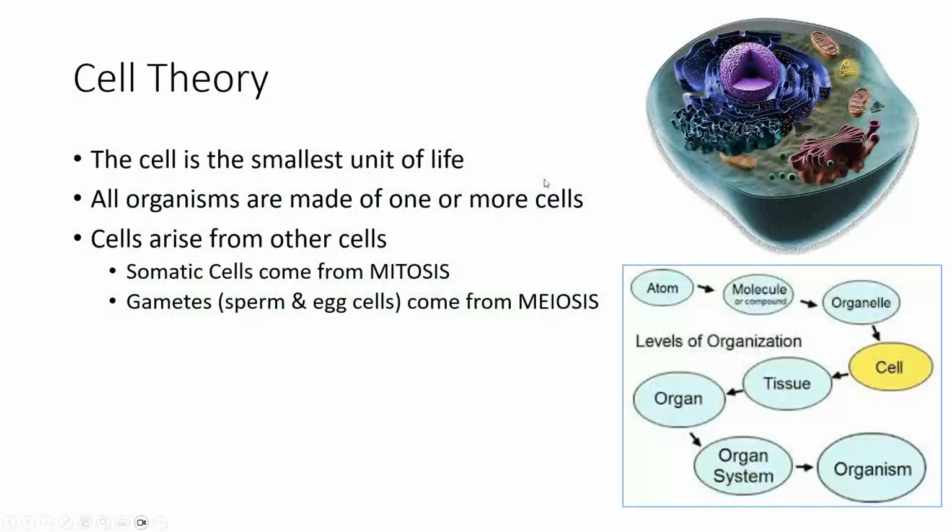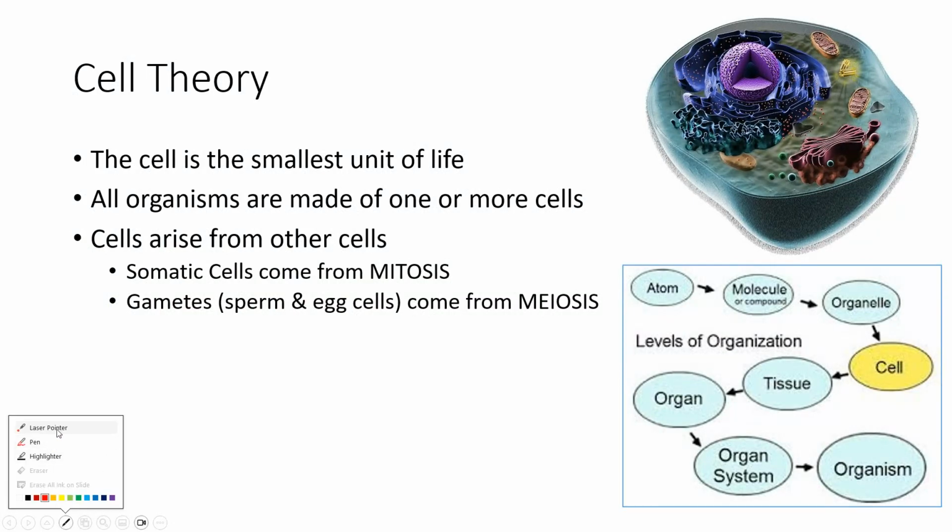So when we're talking about cell theory, there's really just a few bullet points here that you need to know about. One thing about it is the cell is the smallest unit of life. So that's what the cell theory says. The cell is the smallest unit of life. It's the smallest thing you can have according to the levels of organization that you see over here.